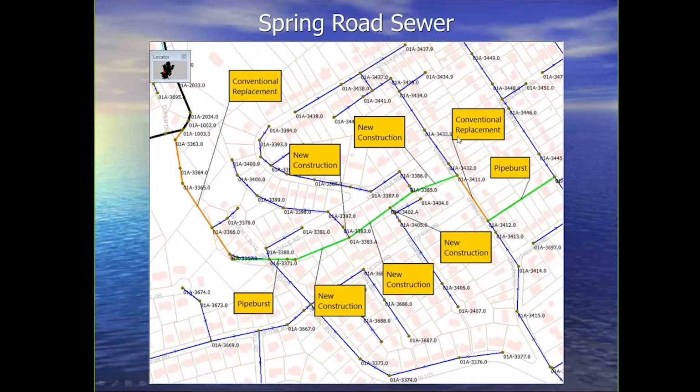So the resultant project here is we're going to pipe burst, do conventional replacement, and then this is all new construction because we're going to be pulling the pipe and abandoning the pipe that's adjacent to the buildings and pulling it out here into the backyards. And we're going to then pipe burst and then more conventional replacement.